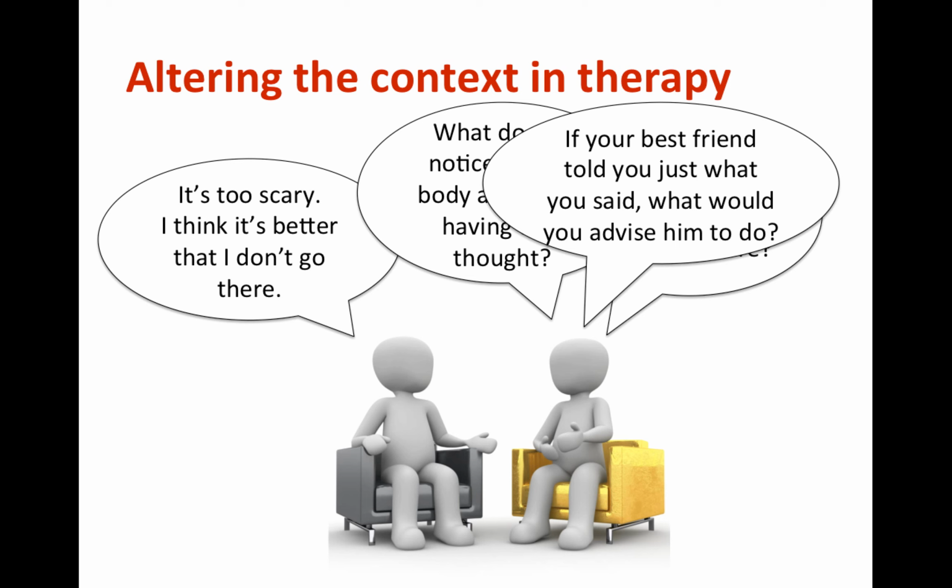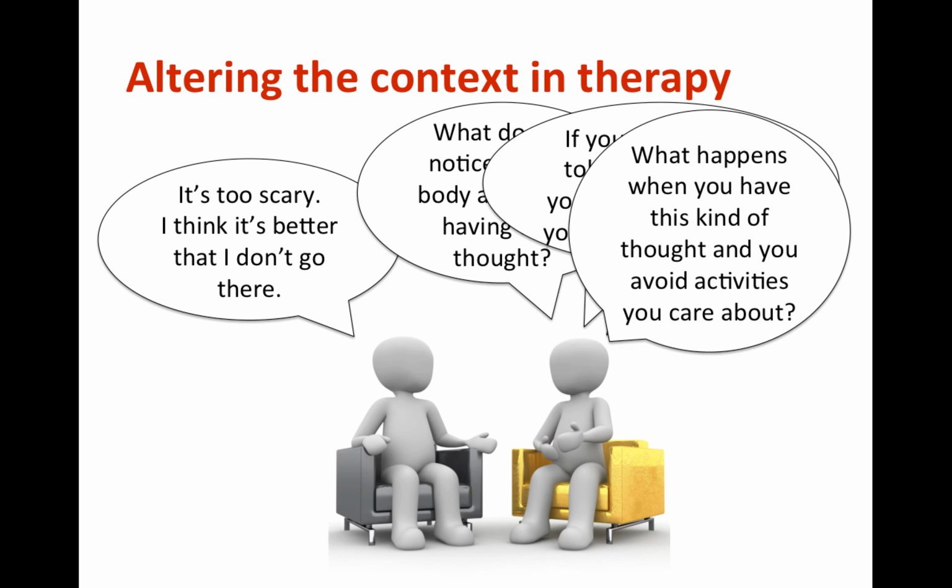Or he could ask, "What happens when you have this kind of thoughts and you avoid activities you care about?" which would bring into the context the consequence of avoiding activities he cares about. The function of not going there might be transformed such that instead of being the best thing to do, it becomes an ineffective response in the eyes of the client. So, all these examples are instances of alteration of the context.